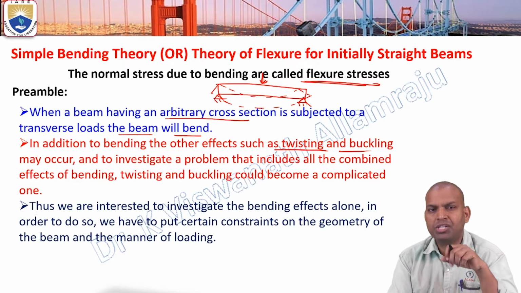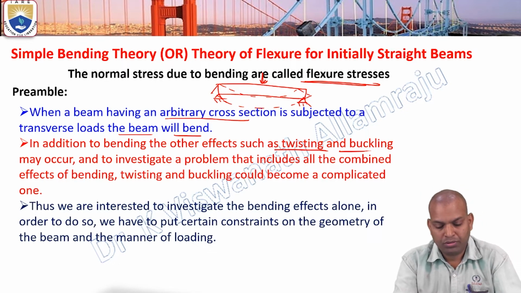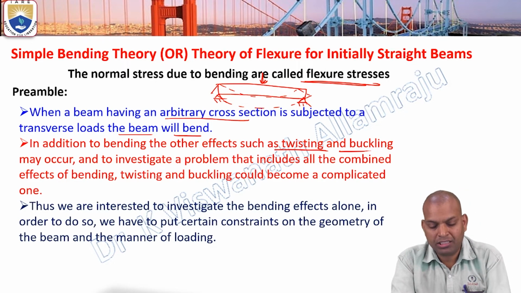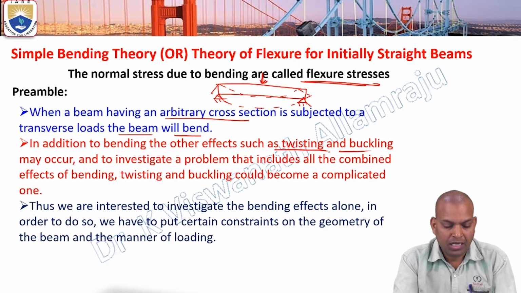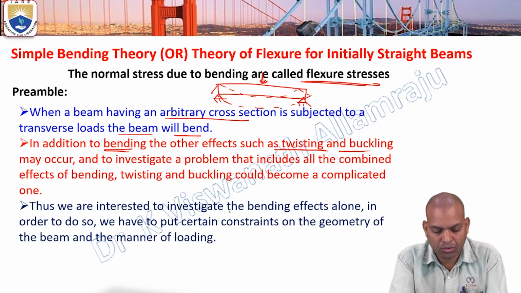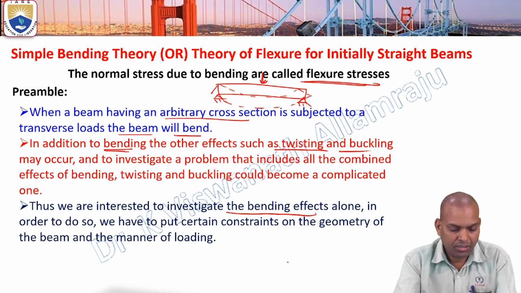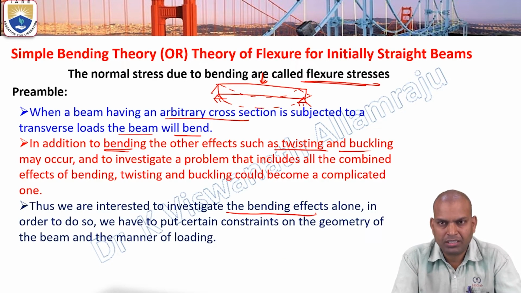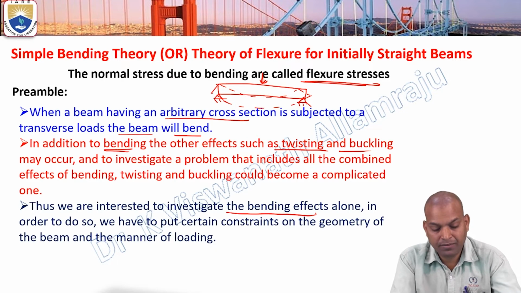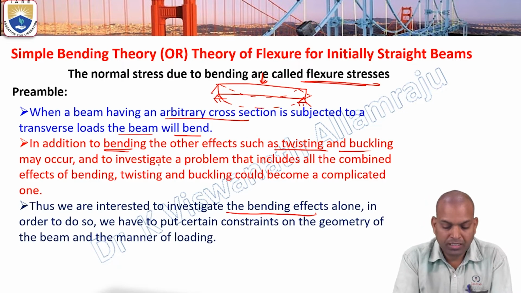So for simplification, we are going to neglect or constrain the twisting and buckling and consider only bending. That's why here we are interested to investigate only bending effects alone, not other effects. So the constraints are neglecting buckling and twisting.